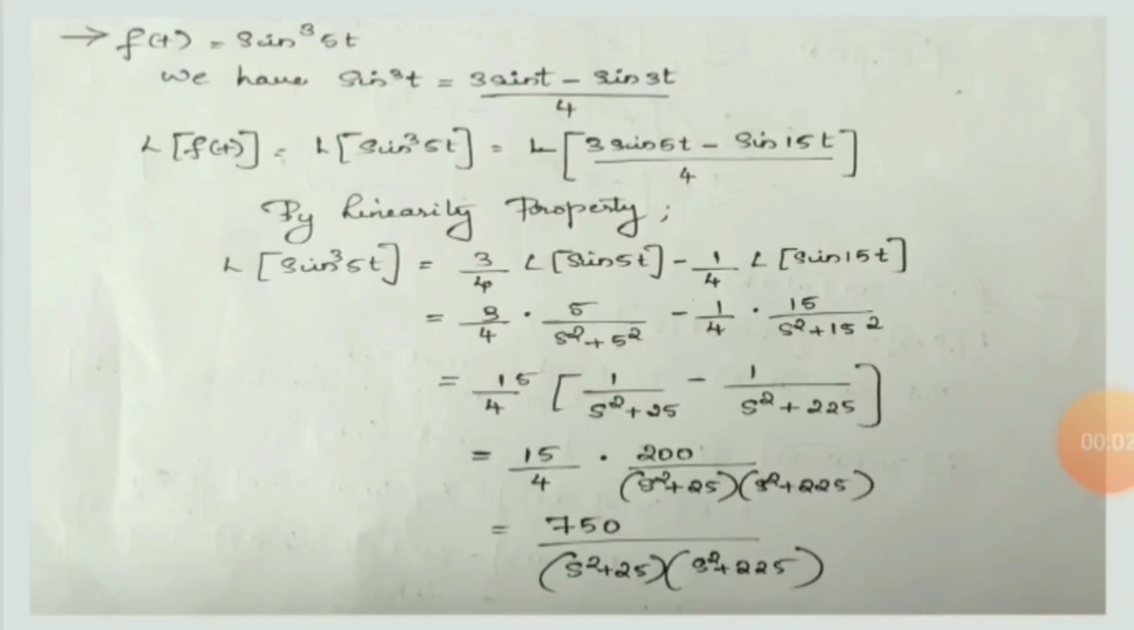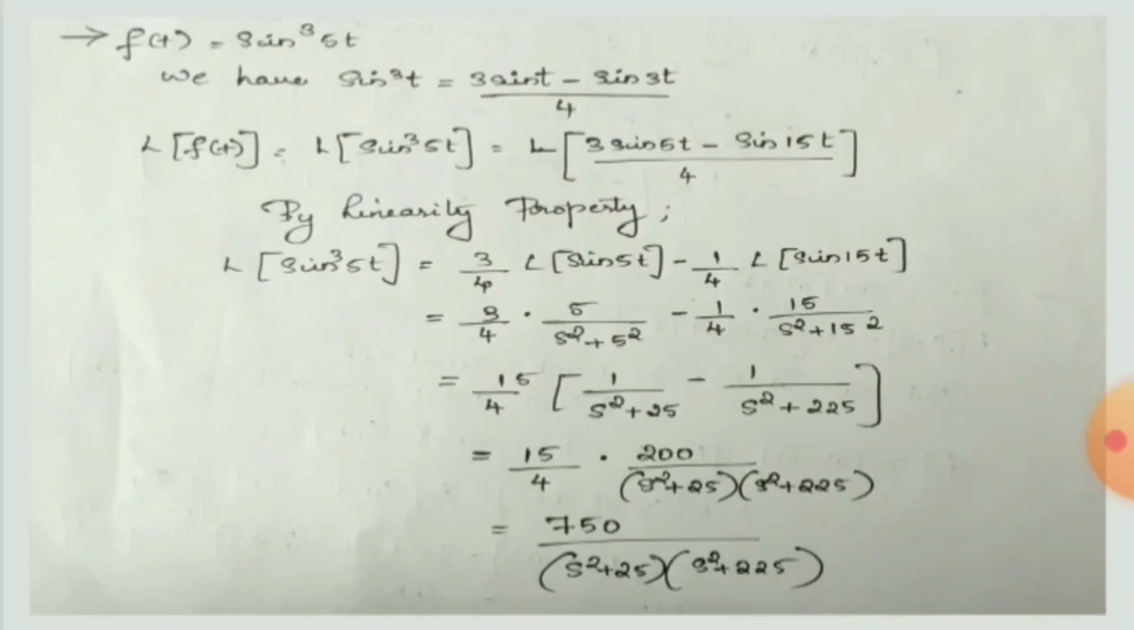Now, what is the Laplace transform of f of t equal to sine cube 5t? For solving this, we should know the expansion for sine cube t. So sine cube t is equal to 3 sine t minus sine 3t by 4. So Laplace of f of t is equal to Laplace of sine cube 5t, which is equal to, we'll substitute this formula here. That is 3 sine 5t, instead of sine t, we'll write sine 5t, minus, instead of sine 3t, we'll write sine 3 into 5t, because here it is sine cube 5t. So it becomes sine 15t by 4.